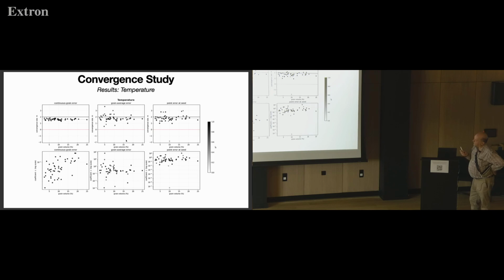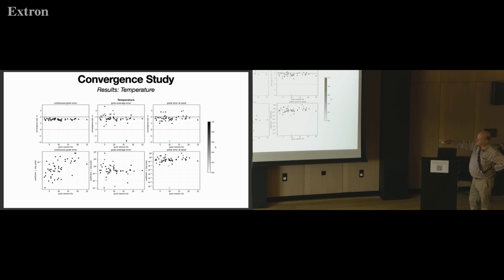Just a couple comments here. One, it's interesting to me that for the continuous grain error, there was a hard upper limit of 2. No grain did better than 2, but pretty much all the grains converged comparably. And they're plotted by percent of the grain volume, so percent of the body.